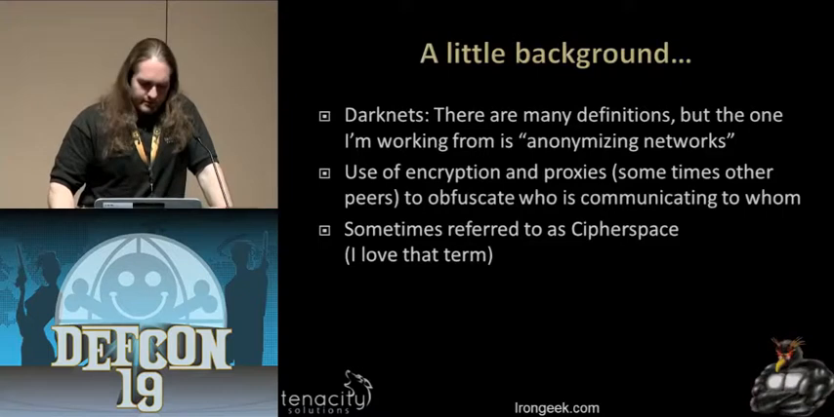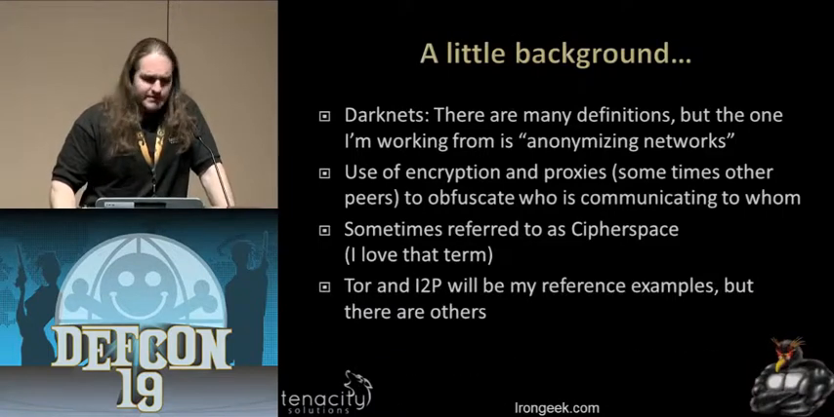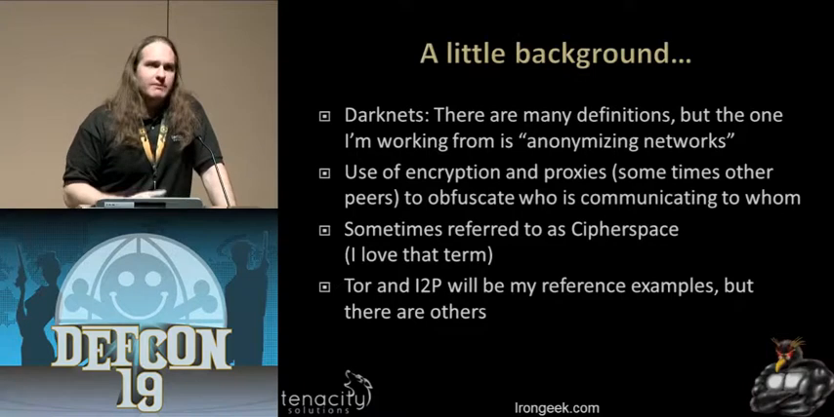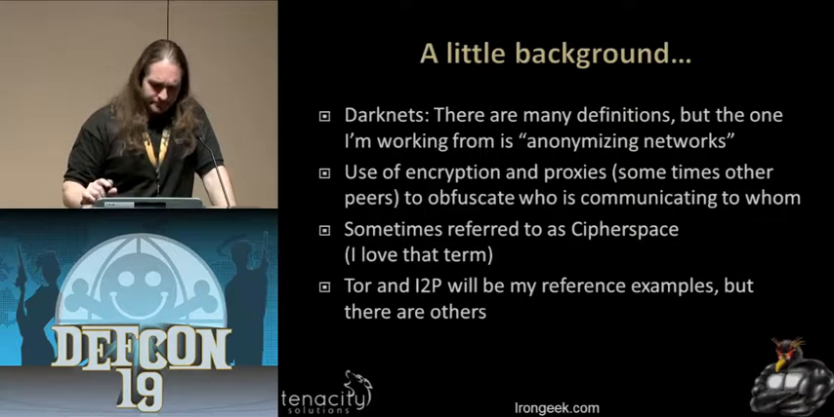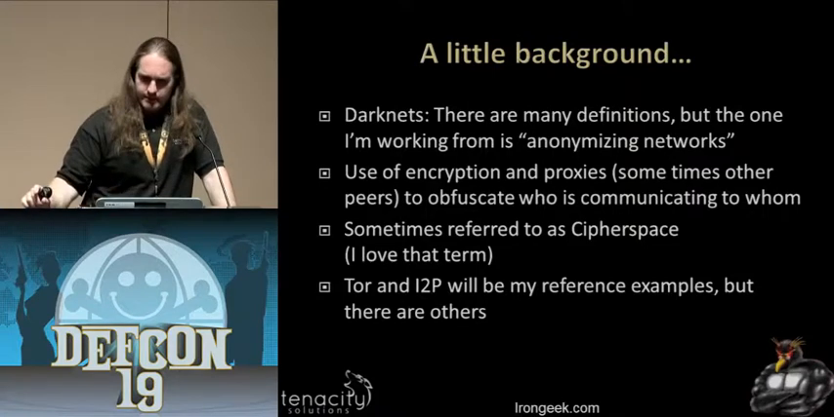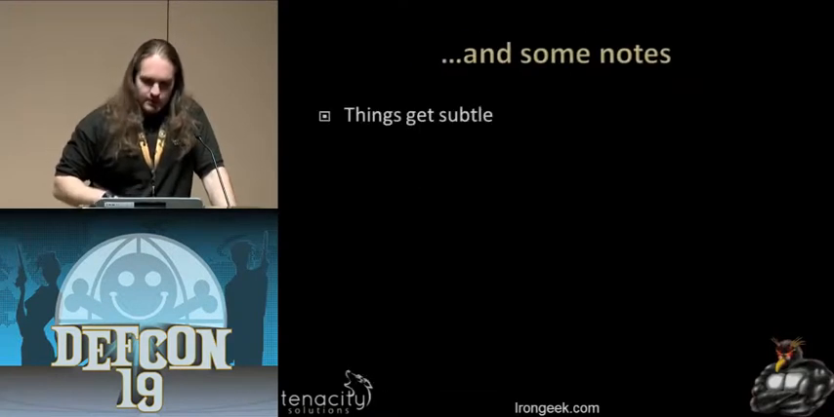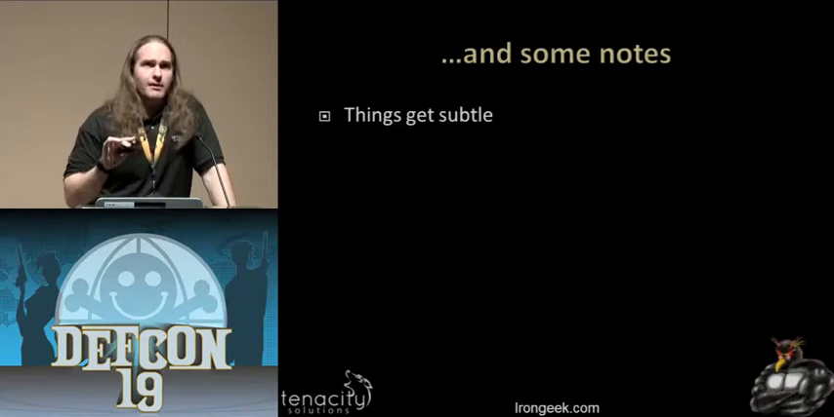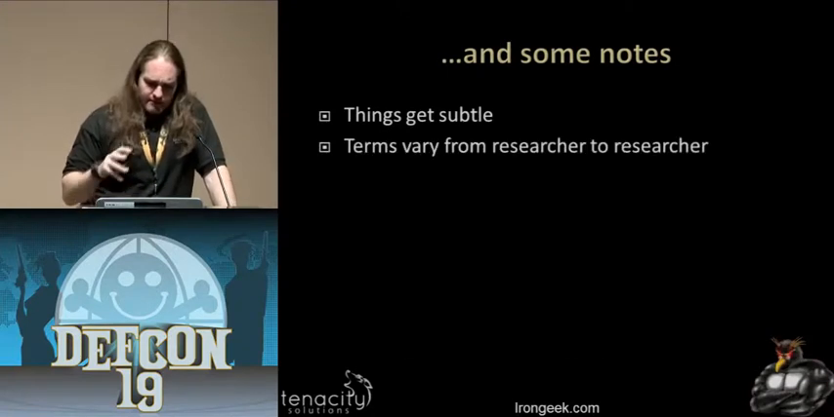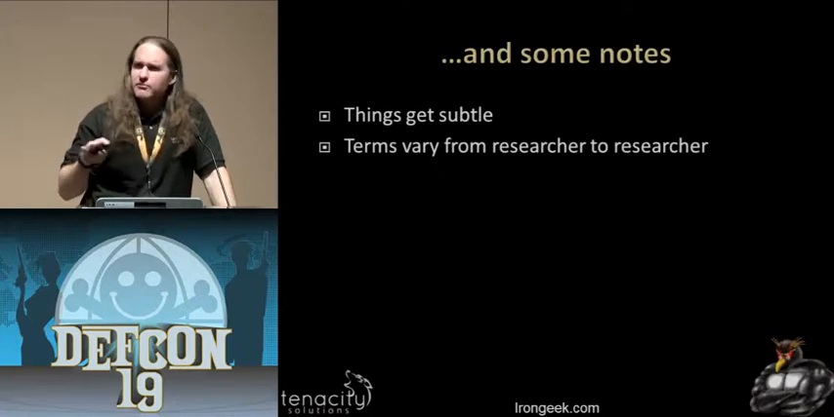The two I'll be using as reference examples are, of course, Tor and I2P, but there's a lot of other ones, and some of the attack strategies I'll be talking about here are very academic, and there's actually mitigations in place in both Tor and I2P to hopefully keep them from being nearly the size of problem that they could be. Things get subtle when you're talking about attacking mixnets. Terms vary between researchers, in what some particular term means.